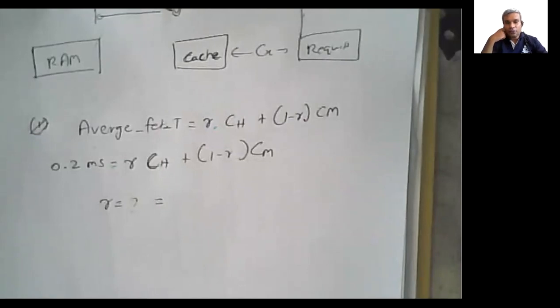Total number of requests is 5 into 10 to the power 6. And from them, 1.5 into 10 to the power 6 had to be gotten from the RAM. If you are required to get it from the RAM, that means the value is not in the cache. Right? If the value is in the cache, there's no need to get it from the RAM. So 1.5 into 10 to the power 6 times, you don't have the value in the cache. That means it's actually a cache miss.